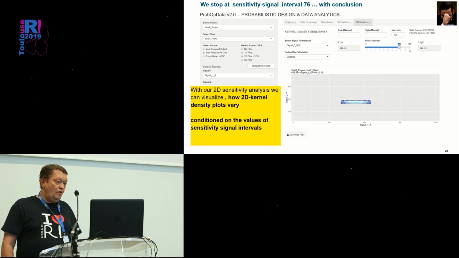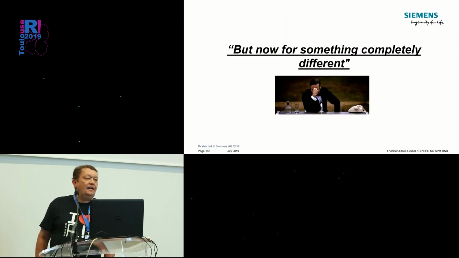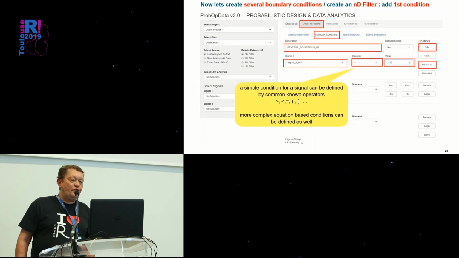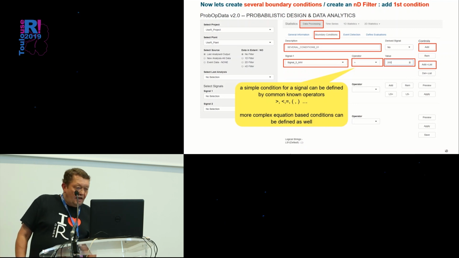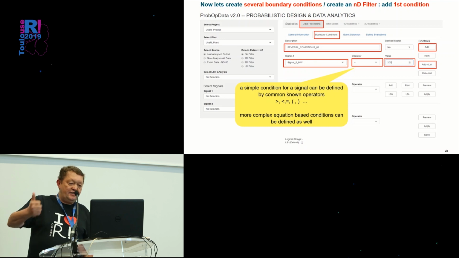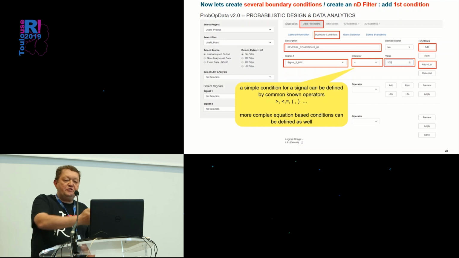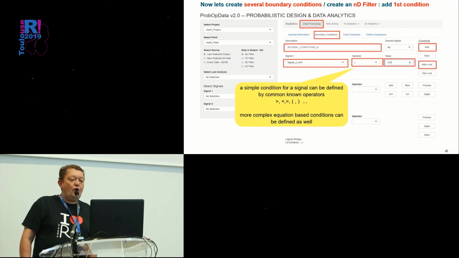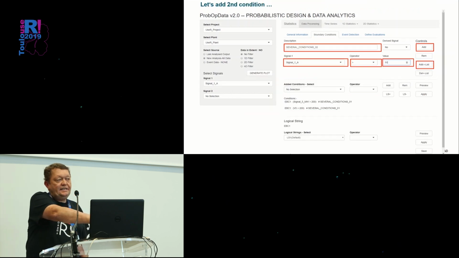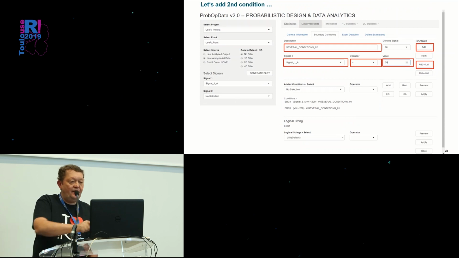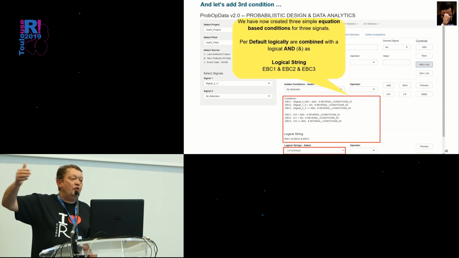And now, again, for something completely different. Let's see. We want to create an n-dimensional filter now with several boundary conditions. We start with the first signal. We say it should be bigger than 200 megawatts, for example. We can use any kind of operators. And now we take a second signal. We call it EBCs, like equation-based conditions. The second signal says bigger than 50 amperes. We create a list of conditions.